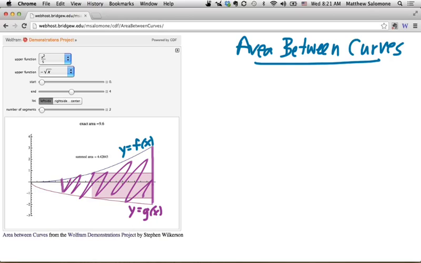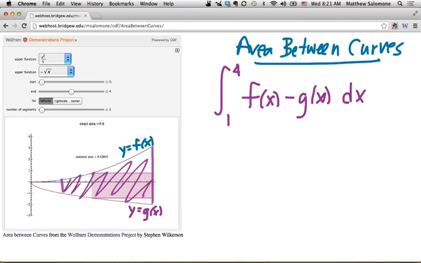Integral from 1 to 4, f of x minus g of x. Integral taken with respect to x. Okay, so tell me, what's going on when we're taking a subtraction? Why are we subtracting f of x minus g of x? What are we really doing there? What's the purpose of that subtraction?